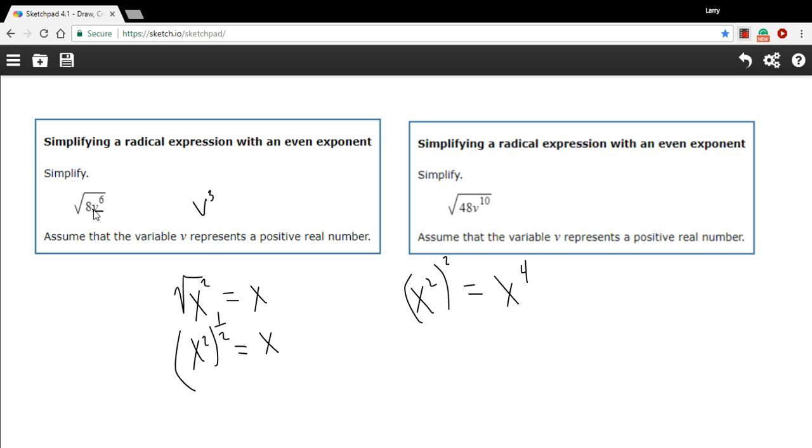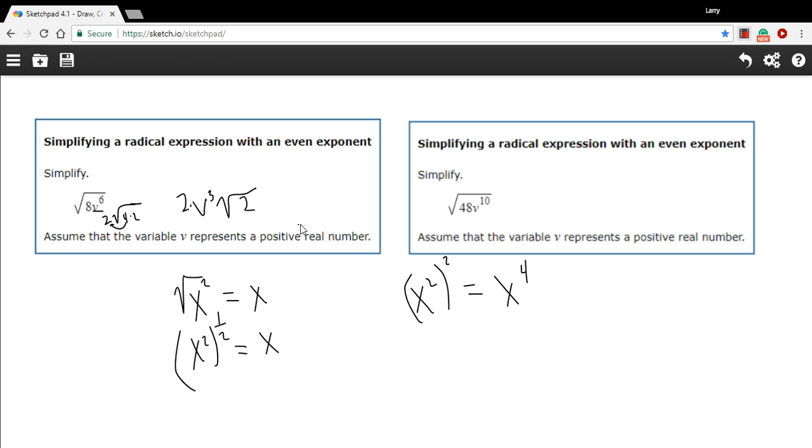Let's deal with the 8 now. And what we want to do with numbers under the radical signs is to factor them. So I know that 8 is 4 times 2. So I can take the square root of the 4, so that would come out here and be a 2. So this would be 2 times the square root of 2. So altogether, I'd have my 2, I'd have the v cubed, and then I'd have what's left over, the square root of 2. So that is the square root of 8 v to the sixth.